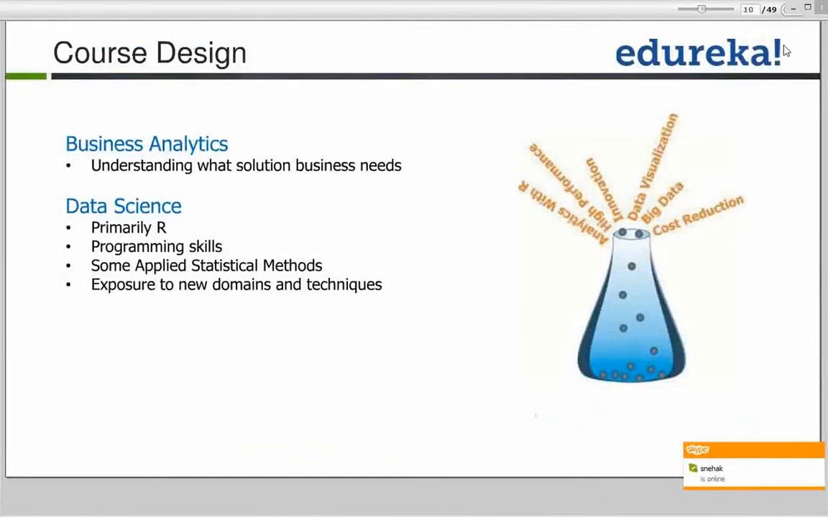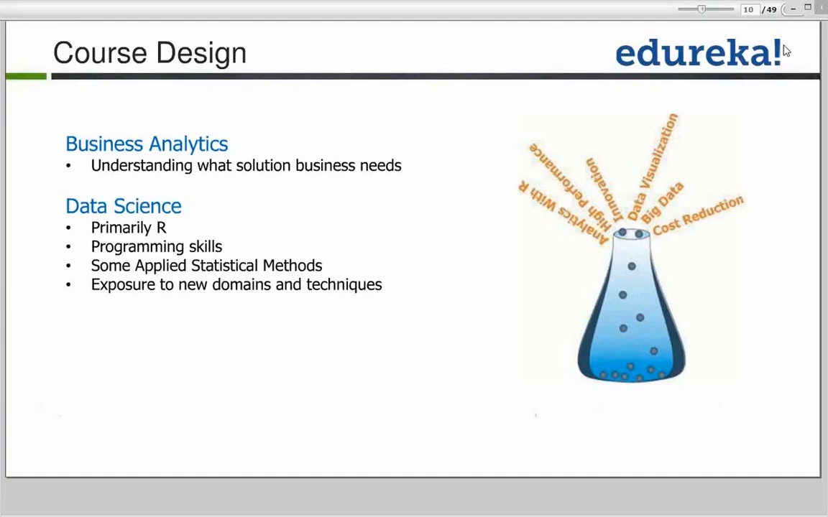So business analytics, our course is designed around both these areas. One is business analytics, where we don't lose focus of what the requirement is, what the business need is which we are trying to address. And data science, where we'll primarily use R for all our data science activities. Some programming skills, of course. We will not be going into deep programming, but we will be writing some small code in R, and we will apply some statistical methods.